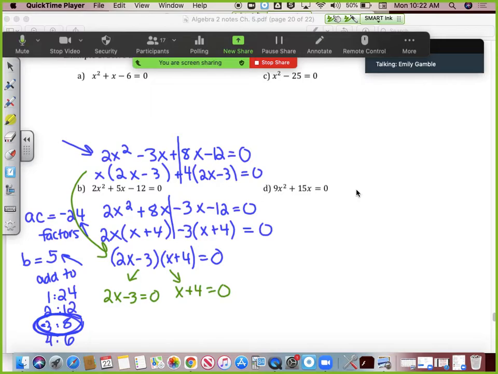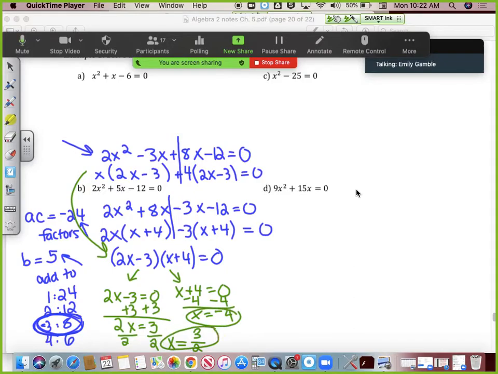Once you set these equal to 0, you should solve them quickly by just inverse operations. I get 2x equals 3. Then I divide by 2. One of the spots where this equation crosses the x-axis is at 3 over 2, or 1.5, in any format is fine. And then the other place where it crosses is going to be at -4.